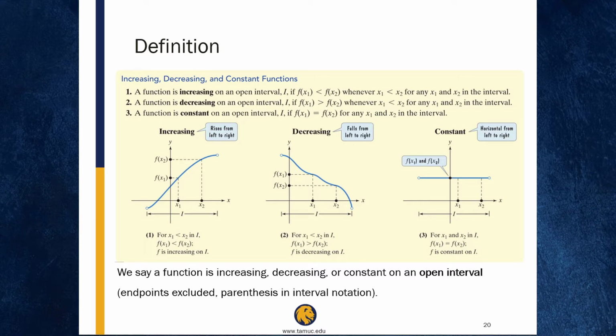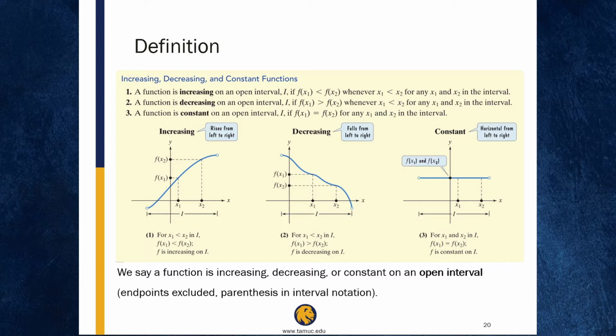The most important thing to keep in mind about the three different definitions here is that when it's increasing, it basically means that it's going up as we move from left to right. For decreasing, it's going down as we move from left to right. And for constant, it's just a flat line from left to right.